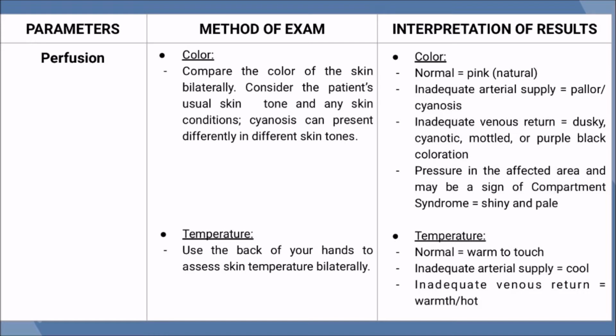To assess for skin temperature, use the back of your hands to assess skin temperature bilaterally. Normally, the skin temperature is warm to touch. If it is cool or clammy, it may indicate inadequate arterial supply. If it is too warm or too hot, it may indicate inadequate venous return.